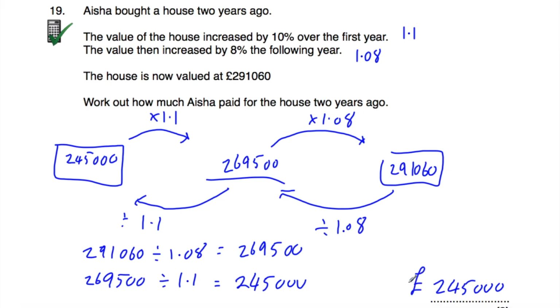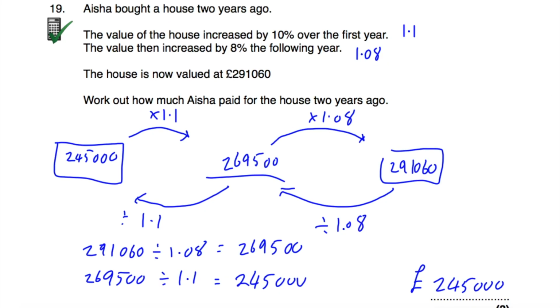In terms of that question, because it increased by 10% and then increased by 8%, you could just divide by the multiplier. You could divide by 1.08 and then 1.1, and that'll tell you your answer, just working backwards. Okay, let's look at our next question, question number 20.